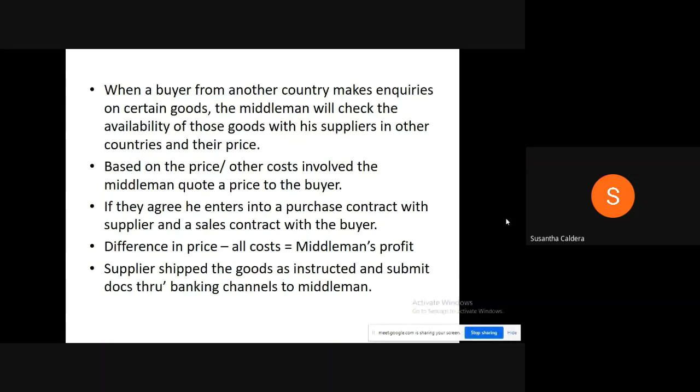When a buyer from another country makes inquiries on certain goods, the middleman will check the availability of those goods with his suppliers in other countries and their prices. Based on the price and other costs involved, the middleman quotes a price to the buyer in Germany. If they agree, he enters into a purchase contract with the supplier, that's from China, and a sales contract with the buyer in Germany. Right? The difference in price minus all cost equals the middleman's profit.